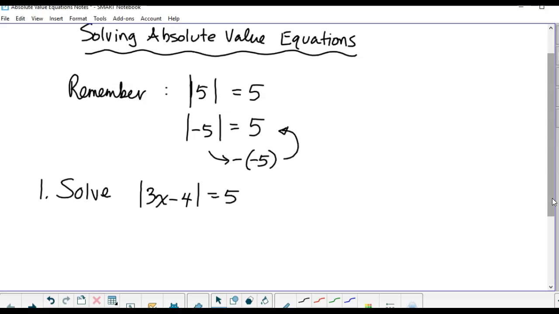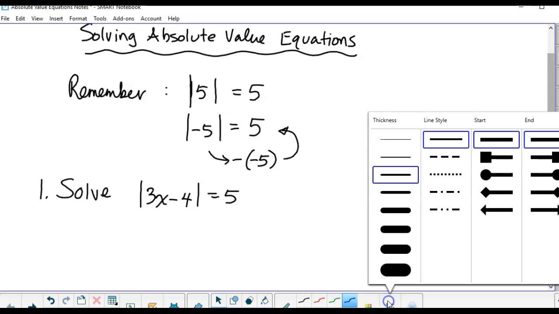Really, in doing these equations, we're going to look at different cases. So the two cases are here. If the inside of the absolute value is positive to start, that must mean it equals 5, right? Because the answer to this absolute value is 5. But if this is negative, then we would change the sign of it to get 5. So those are our two cases.